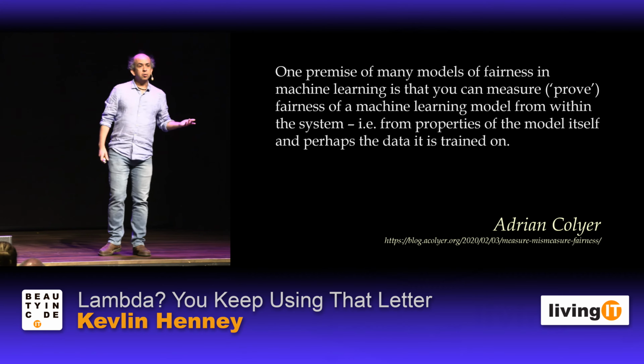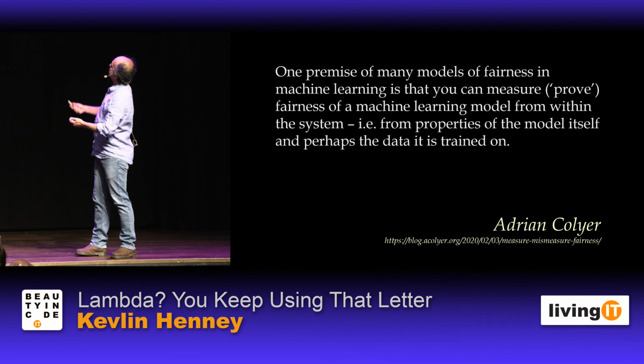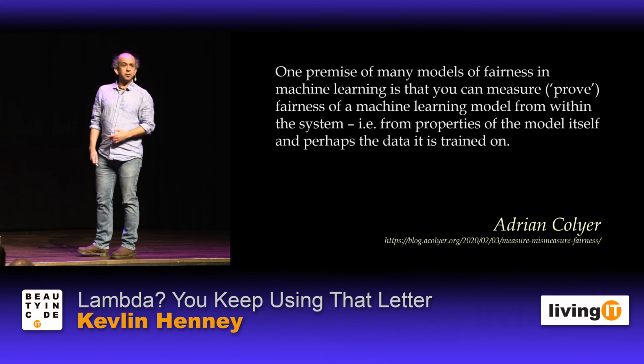There's huge ethical consequences here, so it actually turns out philosophically it relates to ethics. One premise of many models of fairness in machine learning is that you can measure or prove the fairness of a machine learning model from within the system, i.e. from the properties of the model itself and perhaps the data it is trained on. A lot of people are trying to do this. Don't bother. It was shown in 1931, you can't do this.